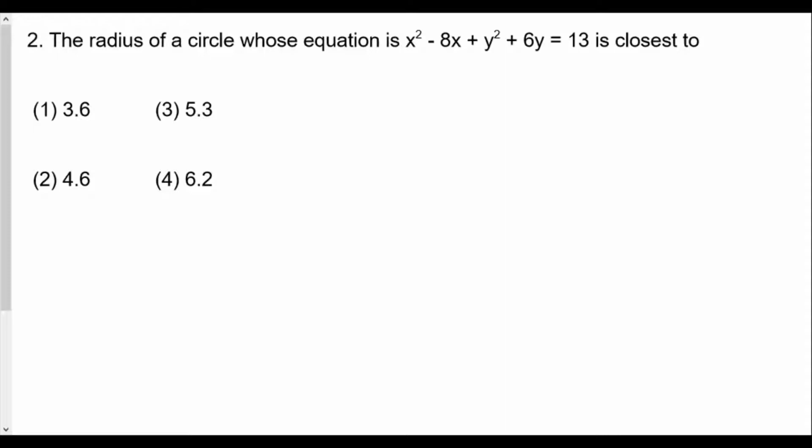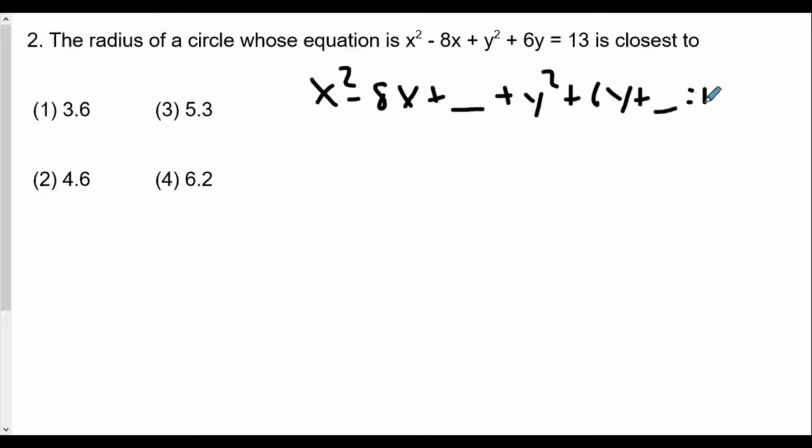So here we have the radius of a circle. We have the equation of a circle, x squared minus 8x plus y squared plus 6y equals 13. It says the radius of the circle is closest to which one? Let's take a look. First off, we're going to complete the square: x squared minus 8x plus blank, plus y squared plus 6y plus blank, equals 13 plus blank plus blank. And so here we have negative 8 over 2 squared.